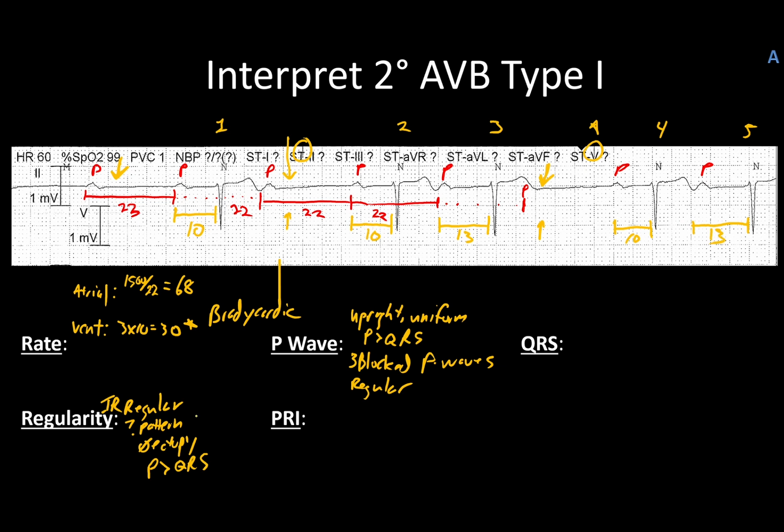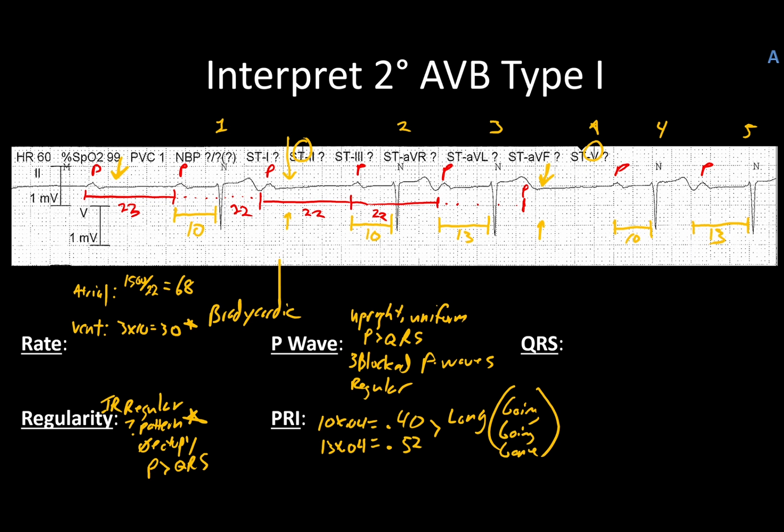So we did establish a pattern of a larger and larger PRI. And 13 times 0.04 equals 0.52. So we did meet that criteria of a repeating pattern of there's a PRI, then it gets longer, and then you drop a beat. PRI gets longer, drop a beat.